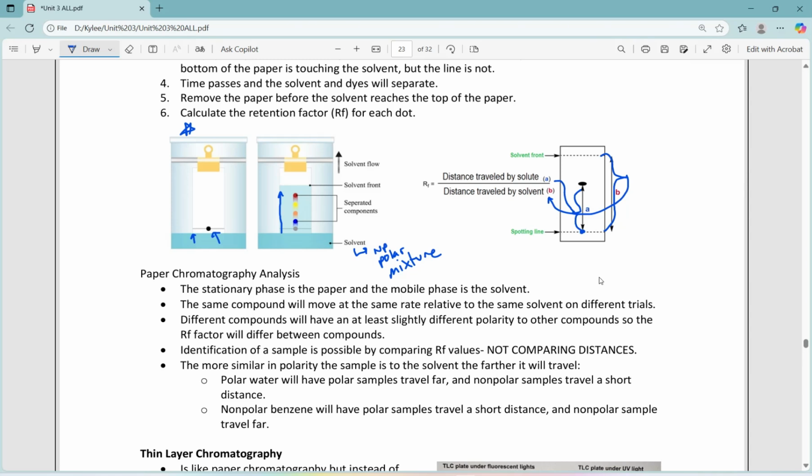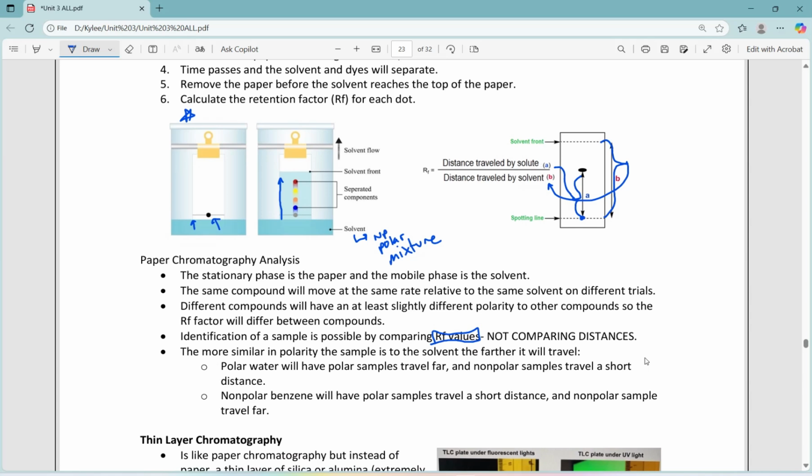Now, usually when we do paper chromatography, we're using it as a comparison technique. So I would compare RF values between a known compound and what I got. We're not comparing distances. The more similar in polarity the sample is to the solvent, the further it will travel. And again, this is a comparison technique.